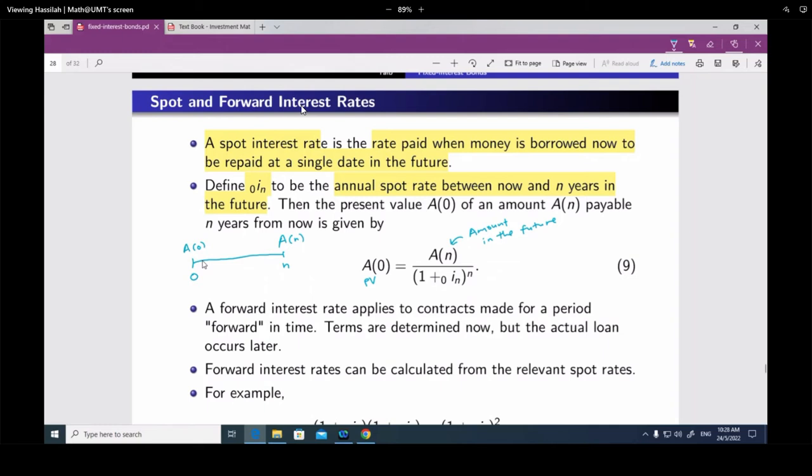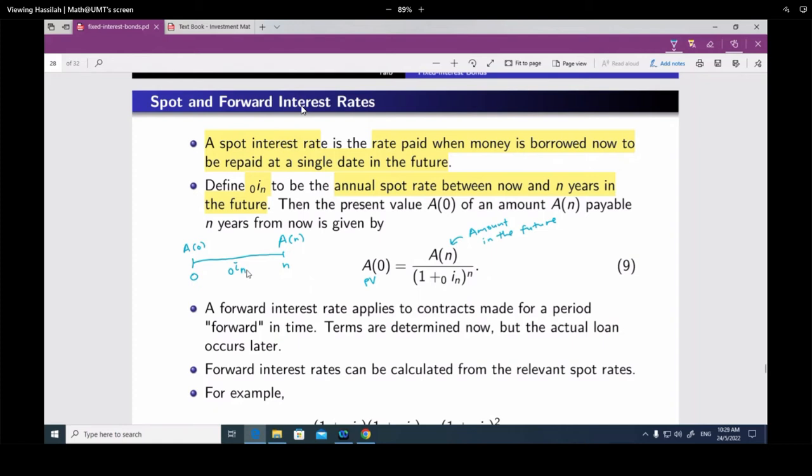So dalam kes ini, when we talk about spot rate, it is simply a contract which deals on the payment borrowed now, pay at time N. Specifically at that time. So the spot rate is given by 0 I N. Kan tadi annual spot rate 0 I N. Pinjam sekarang, bayar in N years.